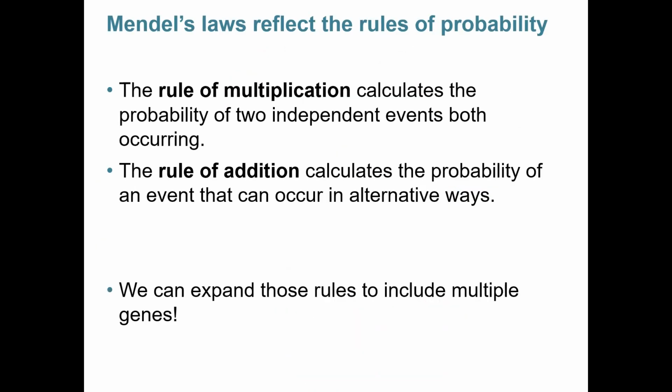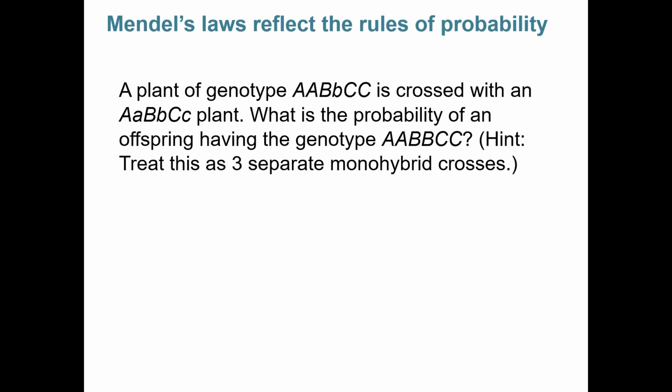Now that we understand this idea of the rule of multiplication and rule of addition, we can expand this to as many genes as we want without having to make a Punnett square. So let's think about an example. If I gave you a plant whose genotype was big A, big B, little b, big C, and I crossed that plant with a plant that was big A, big B, big C, little c, what is the probability of an offspring having the genotype big A, big B, big C, big C? The easiest way to solve this problem is to treat it like 3 monohybrid crosses. Why don't you give it a try?